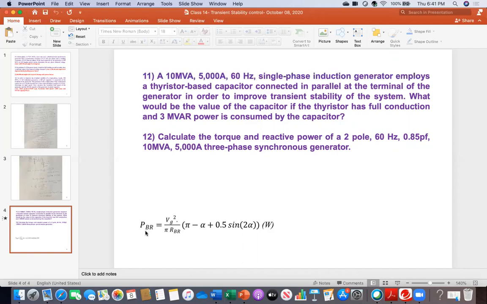And then definitely, instead of P, you have to write Q, so QXC. Everybody, can you follow me? Yes, sir. Amani, did you hear? Yes, Dr. Ali, I got it. In this equation, instead of P write Q, QXC, and in the denominator RBR will be changed to XC, and the rest of the parameters will be the same for problem number 11.